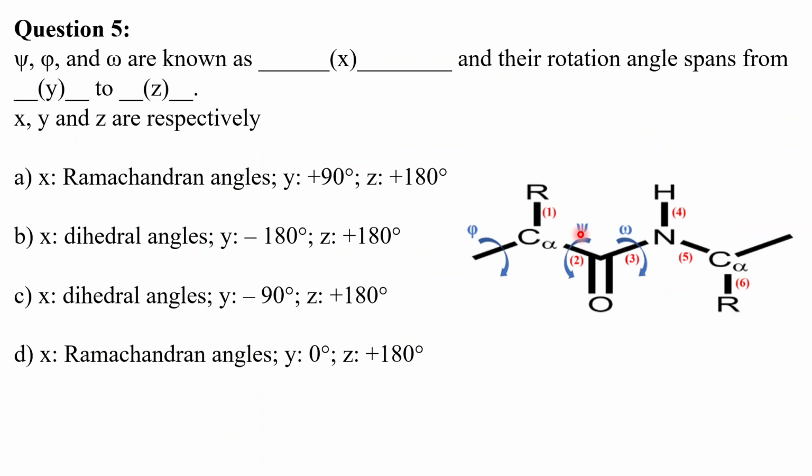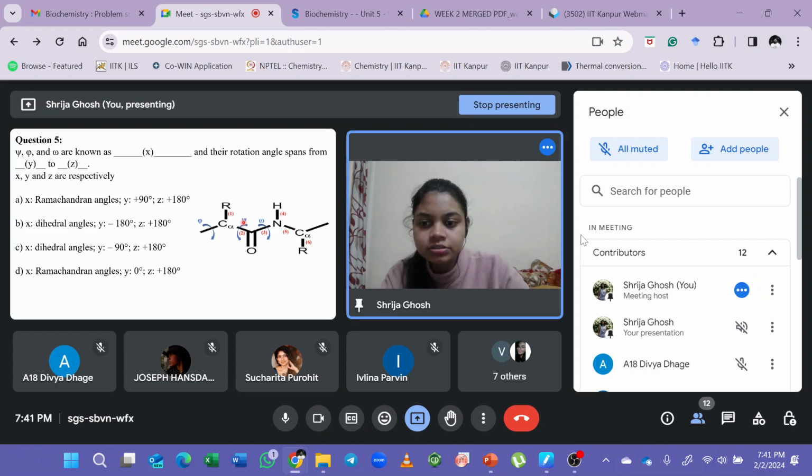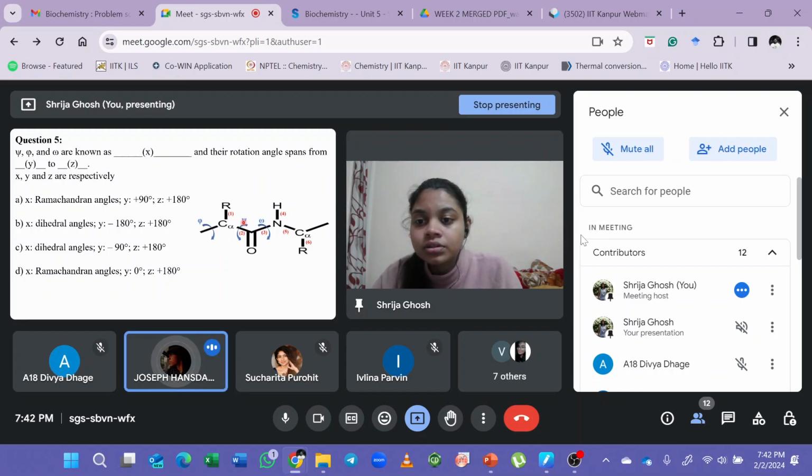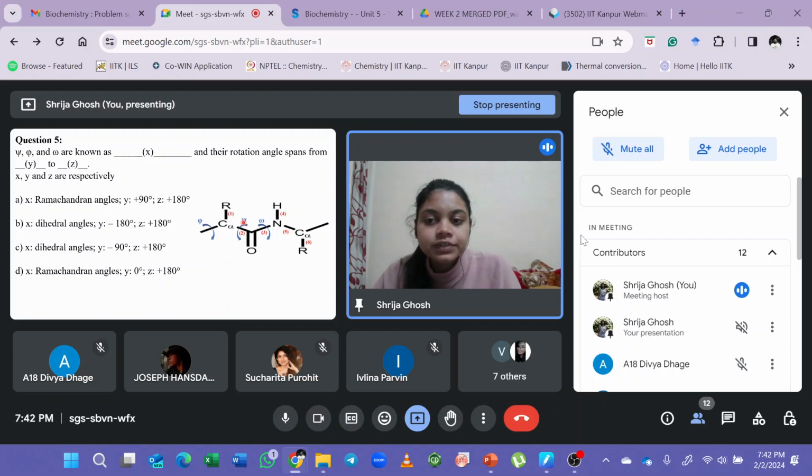So the next question, number 5. Anybody has any question? Okay, so question number 5. The angles phi, psi and omega are known as dash, and their rotational angle spans from dash to dash. So we have to fill the blanks. So x, y, z are 3 blanks given. Anybody wants to answer? B, minus 180 to plus 180. Yes, minus 180 to plus 180.